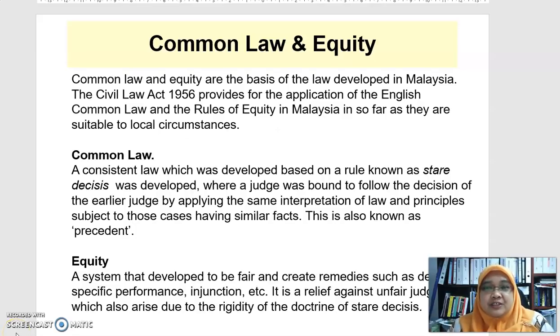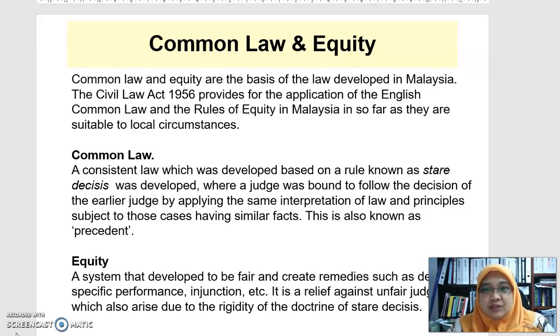The third classification of law is common law and equity. What is common law? This is the law that has been decided in the UK, in the United Kingdom. It was developed in Malaysia because at that particular time, there was an absence of law to deal with the problems in Malaysia, so it was brought to Malaysia and practiced, and whatever was decided in the UK has been turned into rules or regulations or law in Malaysia. That is common law.